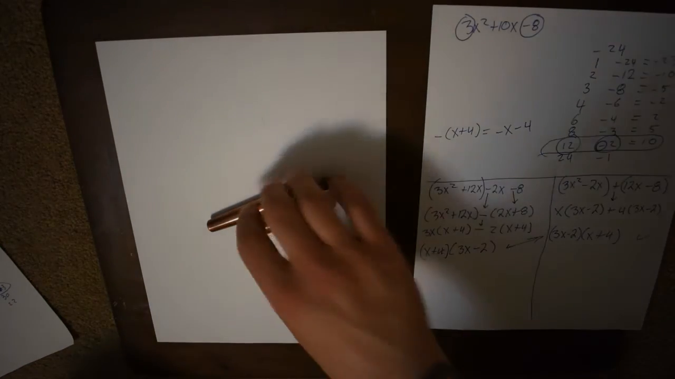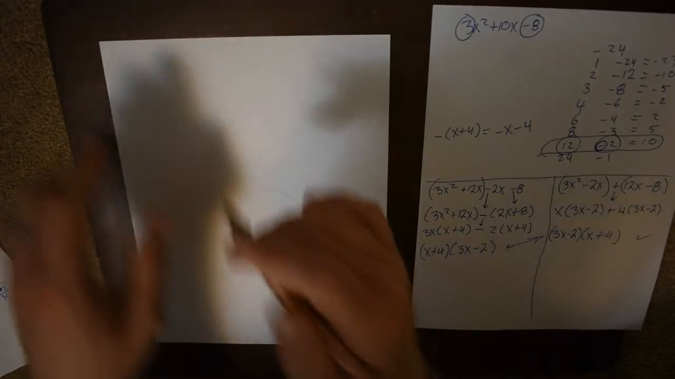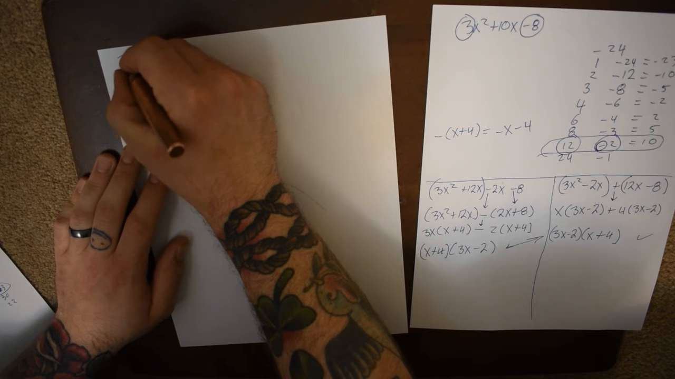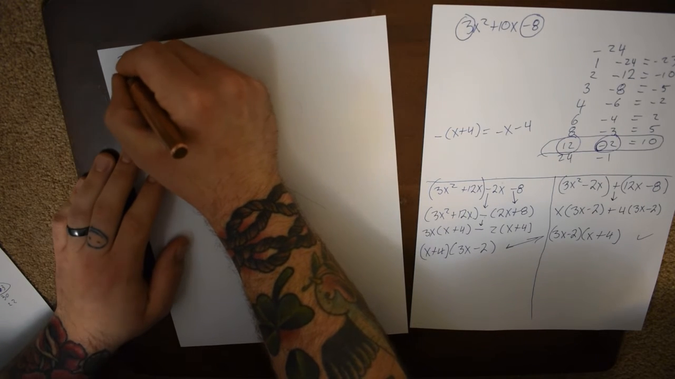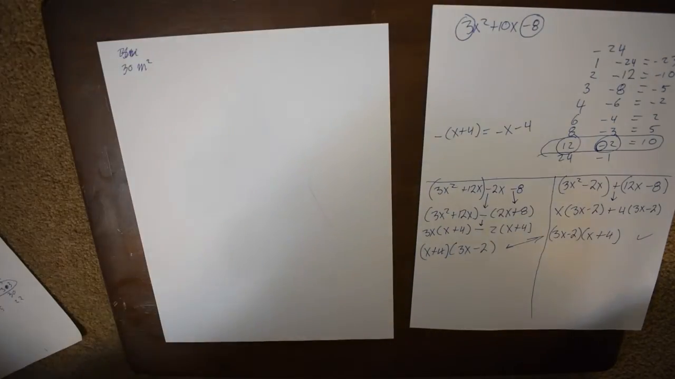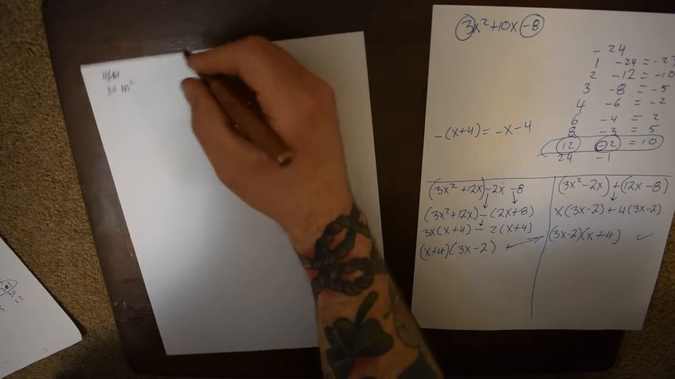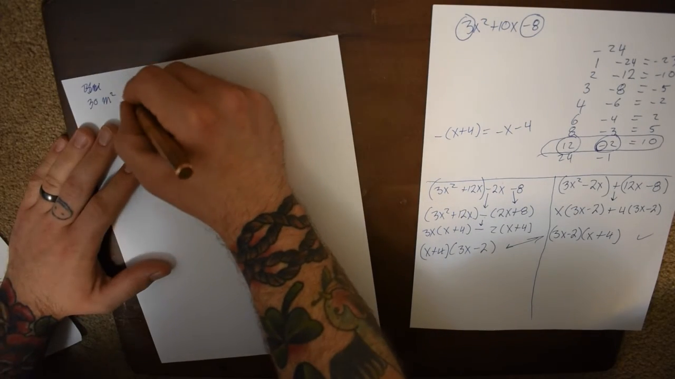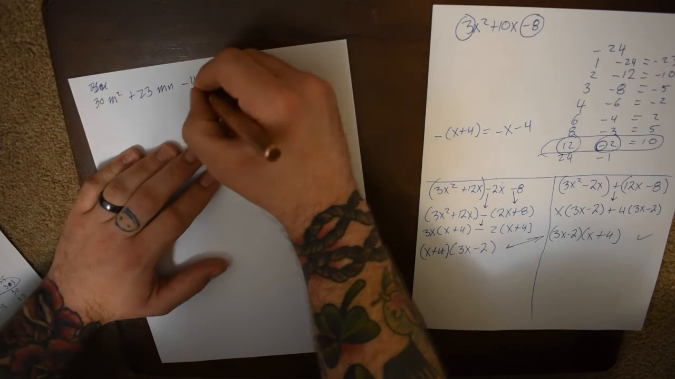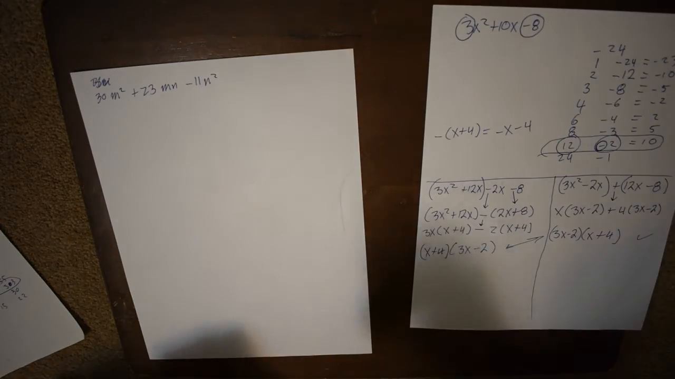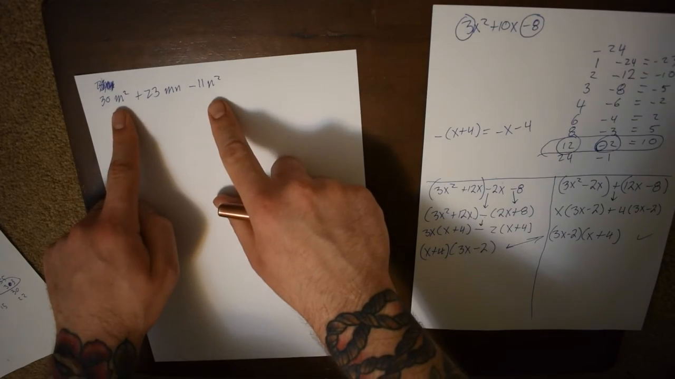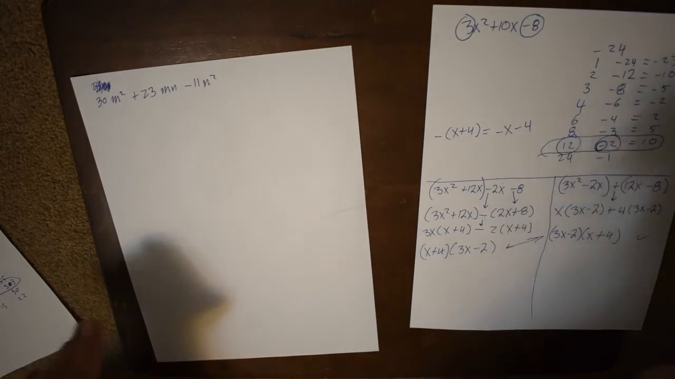So, a couple more examples. Let's say we had 3 more examples. 30m squared plus 23mn minus 11n squared. Okay. So we've got different variables floating around, but the process we're going to use is the exact same.